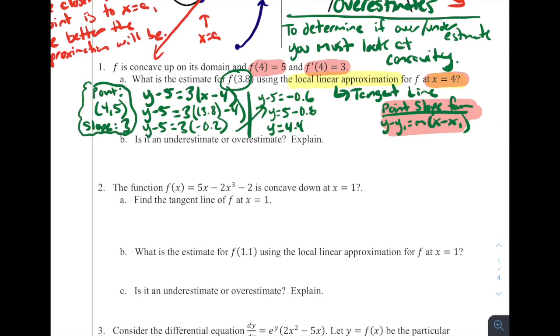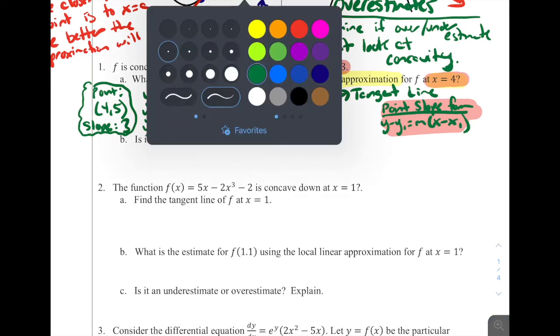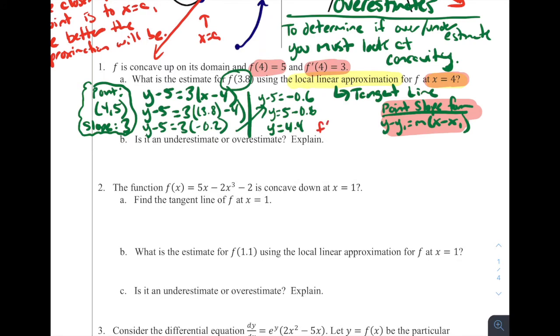That would be my approximation, and I would just give my final answer. We're saying that f of 3.8 is approximately 4.4. That is going to be my final answer for problem number 1. That's my estimate of f of 3.8 using this local linear approximation.